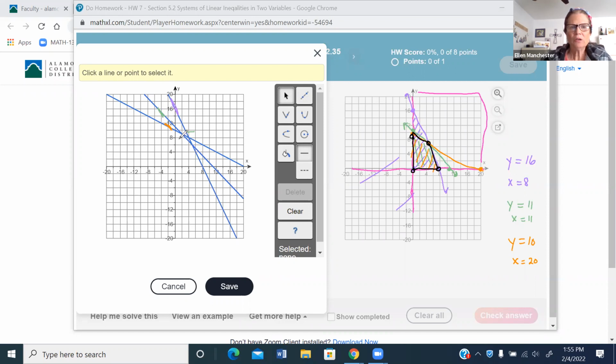Here's what you want to notice. Since we know we're shading down here, in this region down here, I have a corner point here where the green and the orange meet. I have a point here in my feasible region where the purple and the green meet. That is going to come in very important when you're looking for the corner points. Right now, we're not looking for corner points. Right now, we're going to finish this.